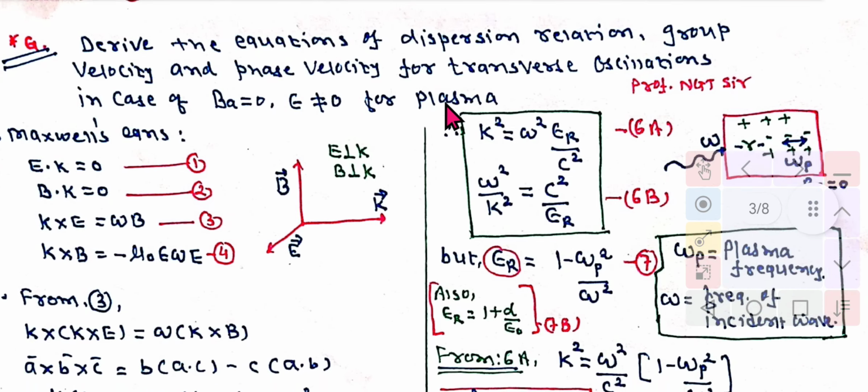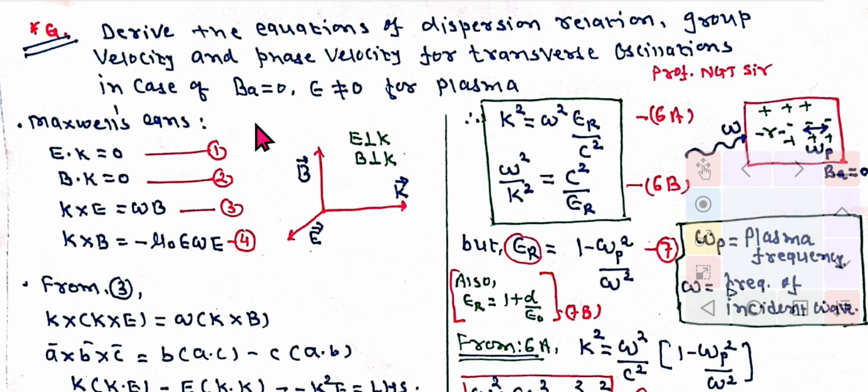You know, the Maxwell equations for plasma can be written like this: E is the electric field vector, K is the wave vector. E dot K equal to 0, B dot K equal to 0, K cross E equal to omega into B, where omega is the frequency of the incident wave, and K cross B equal to minus mu 0 epsilon omega into E. All four equations we have derived earlier. You can study my previous lecture.